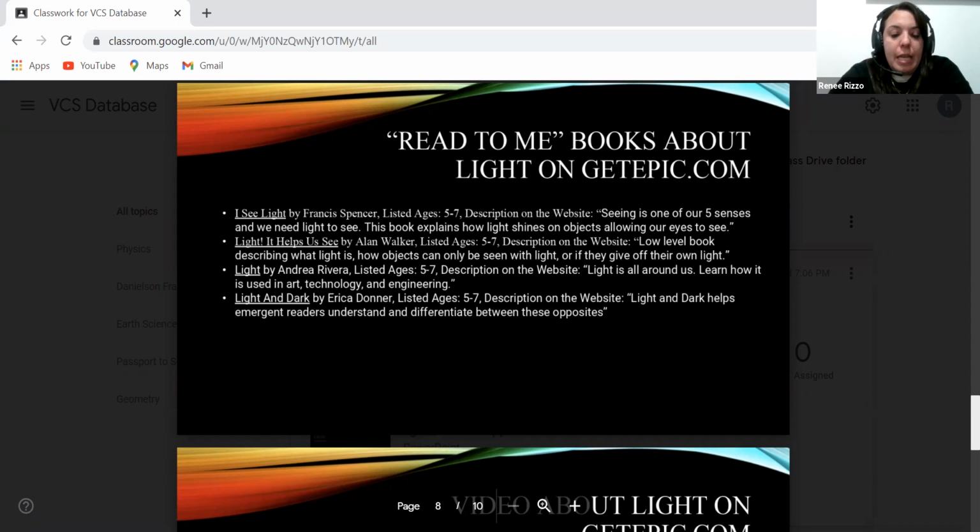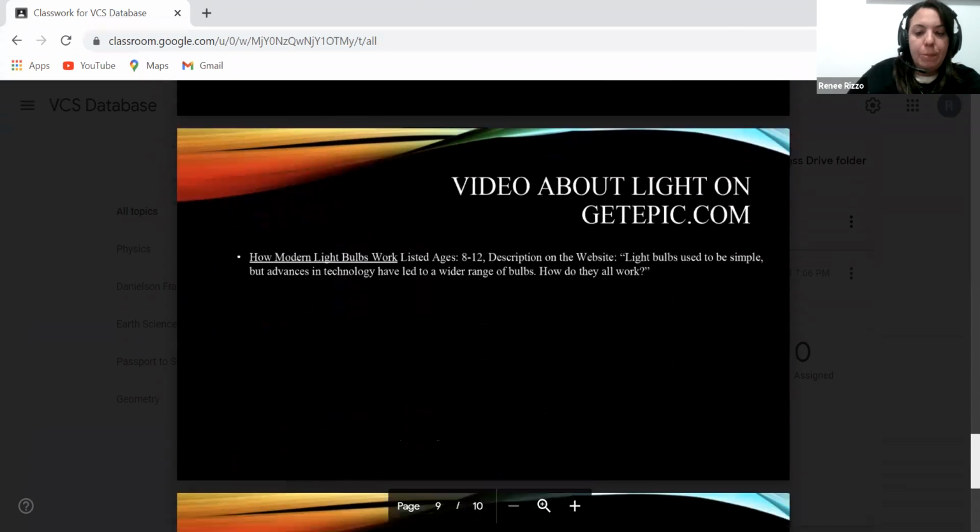Light, It Helps Us See by Alan Walker, ages 5 through 7. Description on the website: Low-level book describing what light is, how objects can only be seen with light, or if they give off their own light. Light by Andrea Rivera, ages 5 through 7. Description: Light is all around us. Learn how it is used in art, technology, and engineering. Light and Dark by Erica Donner, ages 5 through 7. Description on the website: Light and dark helps emergent readers understand and differentiate between these opposites.